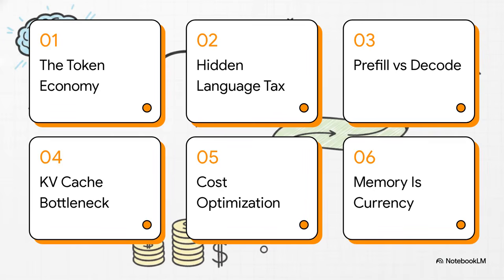So, here's our roadmap for the explainer today. 1. The token economy. 2. The hidden language tax. 3. Prefill versus decode. 4. The KV cache bottleneck. 5. Infrastructure and cost optimization. And finally, 6. Memory is the currency.